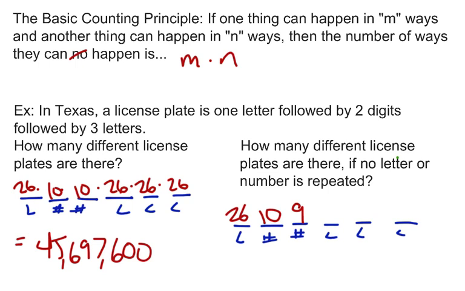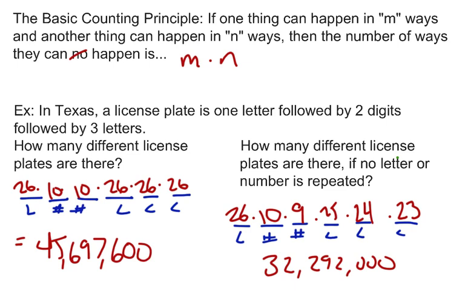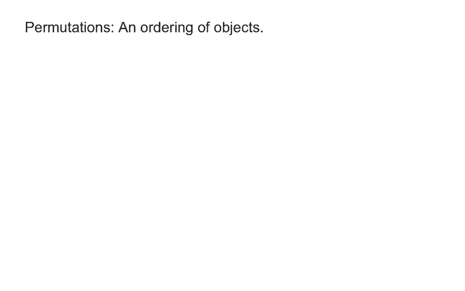Also with the letters, I've already chosen a letter. So now I only have 25 more that we could choose from. By the time we get to the third letter, we've already picked 2. We can't pick those ones. So now we're down to 24 letters. And when we get down to the last letter, we're down to 23 options. So we take all of these and multiply them together, and it calculates out to 32,292,000 different license plates.